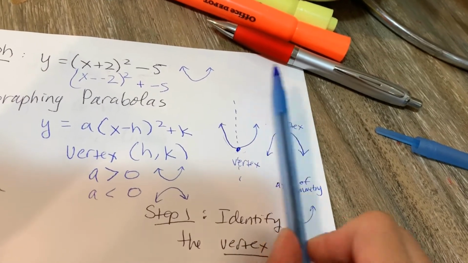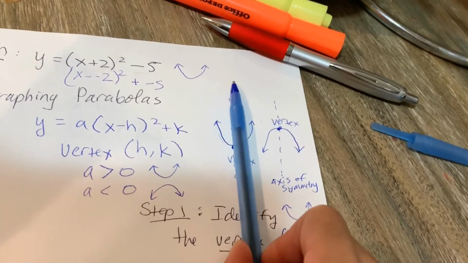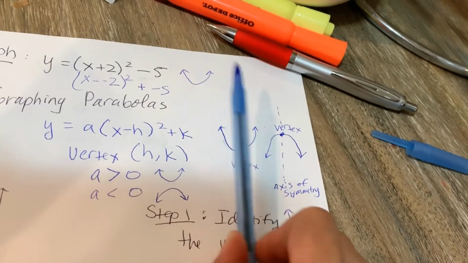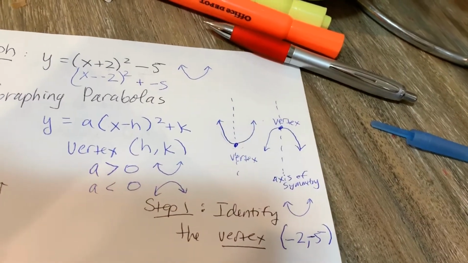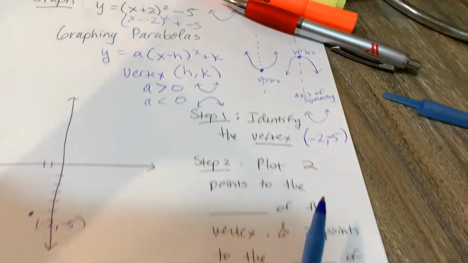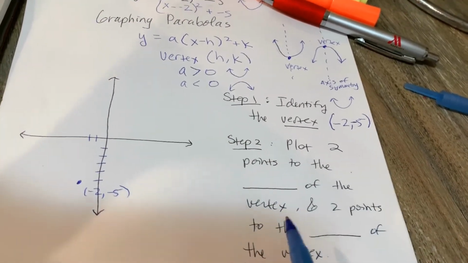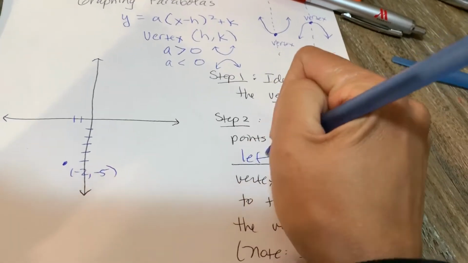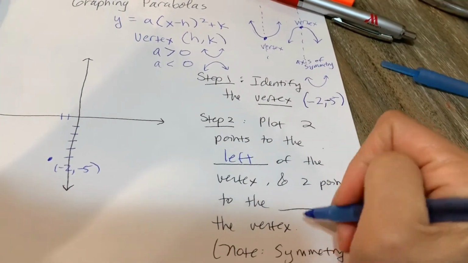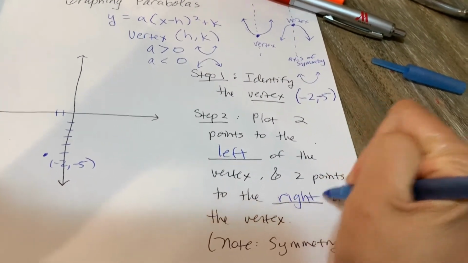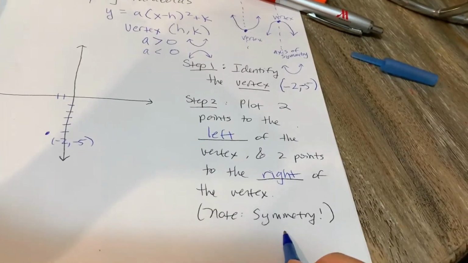It's a mirror image of each other. So you can expect at the vertex, on the left side and on the right side, it'll be a mirror image. That's important to note because the next step now is we're going to plot 2 points to the left of the vertex and 2 points to the right of the vertex. And note that it's going to be symmetrical when you do this.